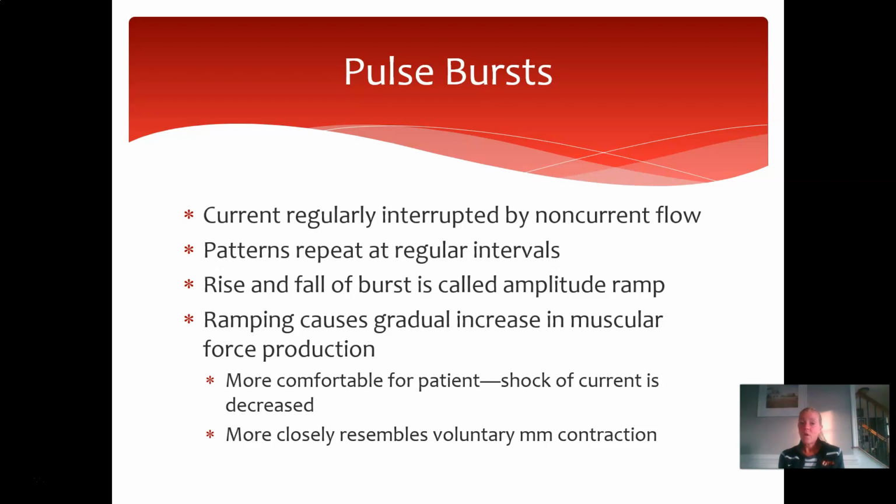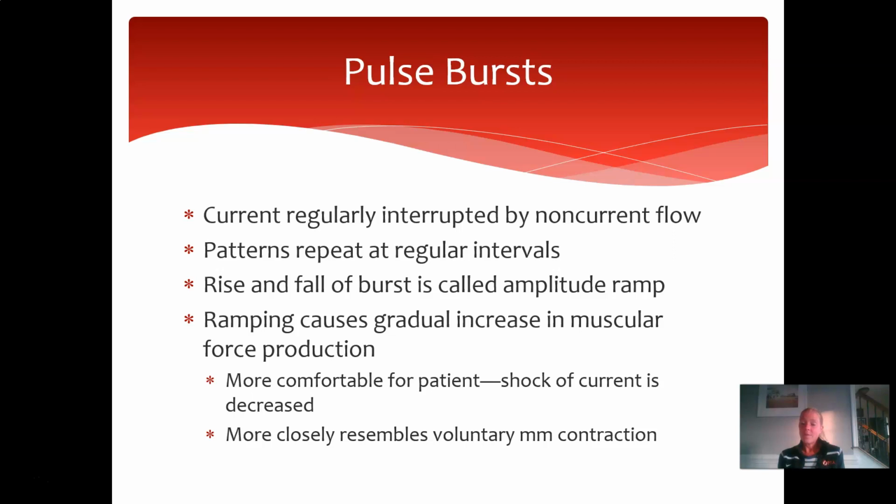The rise and the fall is called the amplitude ramp, and ramping causes a gradual increase in muscular force production, which is typically more comfortable for a patient. So ramping is something that you can set on the machines. All of our E-stim machines have the option to change the ramp time. Most of our machines have options of like 0.5 seconds, 1 second, 2 seconds, 5 seconds. And what that ramp time means is it lets you actually set into the machine how long it's going to take to get from 0 to your max intensity.